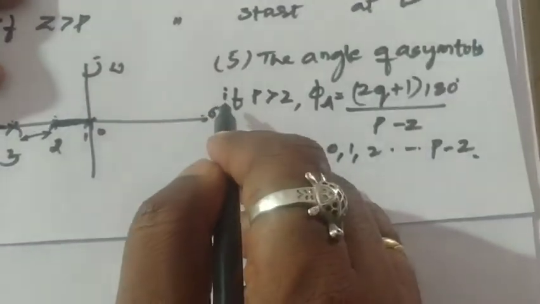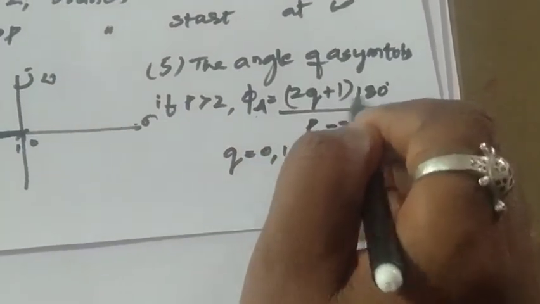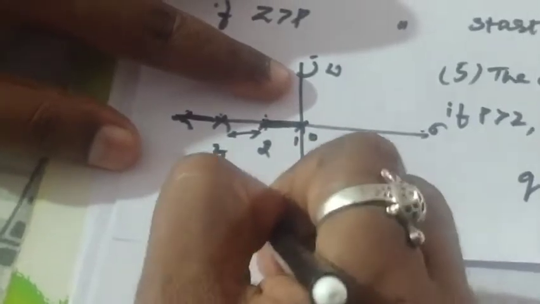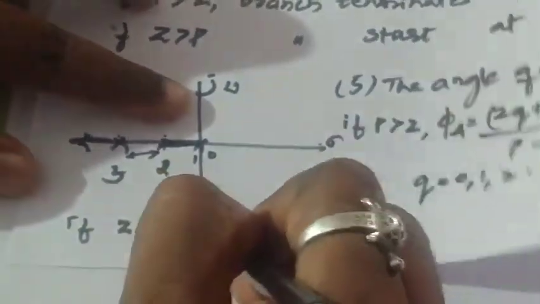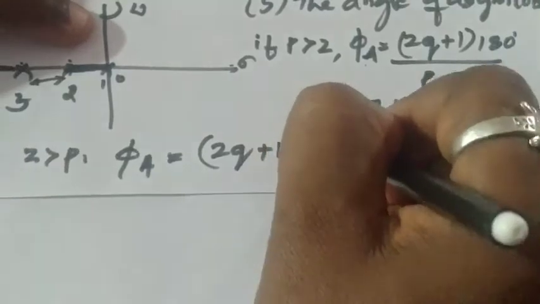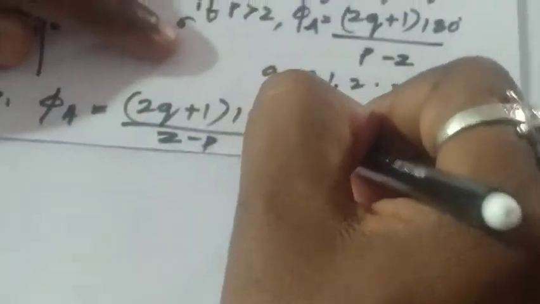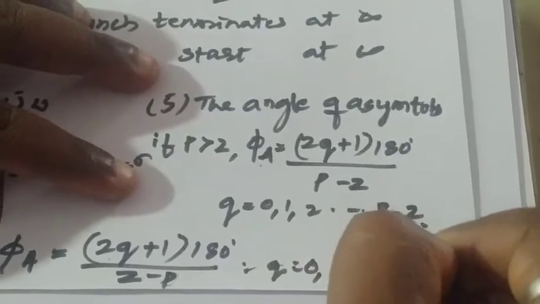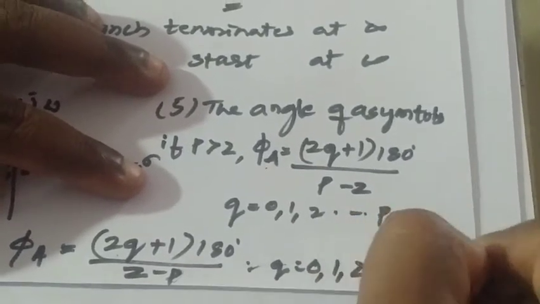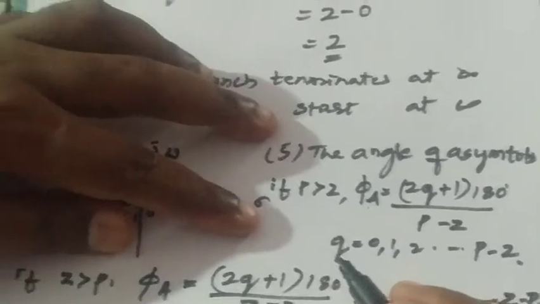Angle of asymptotes, if poles are greater than zeros, phi A is equal to (2q plus 1) into 180 degrees divided by P minus Z. If Z is greater than P, the angle of asymptotes phi A is equal to (2q plus 1) into 180 divided by Z minus P. So again q is equal to 0, 1, 2 up to P minus Z, or Z minus P. Okay, so this is how you are going to calculate the angle of asymptotes. While doing the problem, you will get where the angle of asymptotes will be coming.